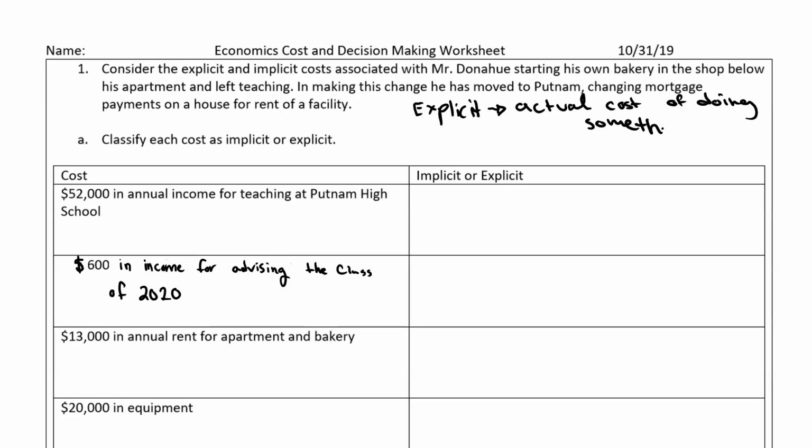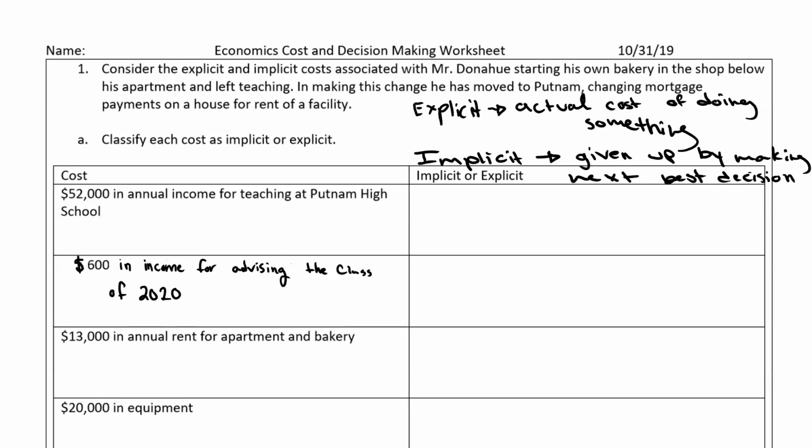Implicit cost is going to be what you're giving up by making the next best decision. Taken together, these two types of costs are going to give us a total of our opportunity cost.